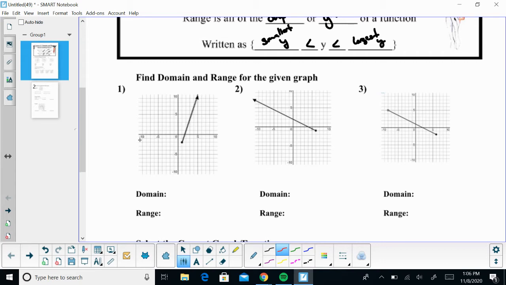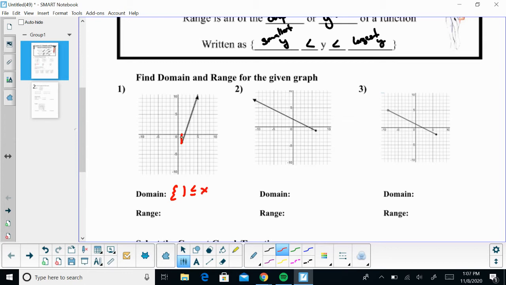So when I'm looking at the x-axis, remember that's my horizontal axis, what's the smallest value that my graph intersects? So right here, I've got a point, and my graph stops there. So the x value at that point is 1. So the smallest x value is 1. And 1 is less than or equal to x.